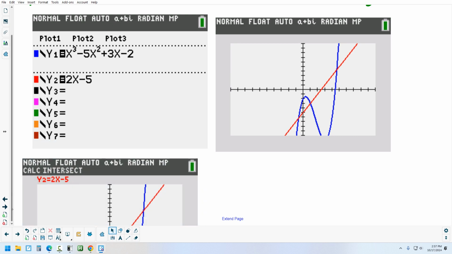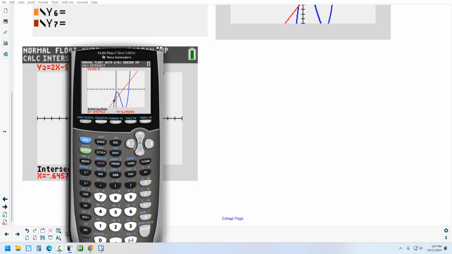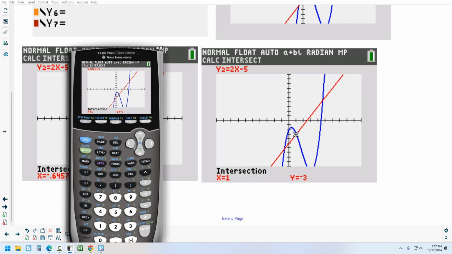And I'll do another one. So second calc, option 5. This time move your cursor over towards the middle. And we get another answer. So x is 1, y is negative 3.